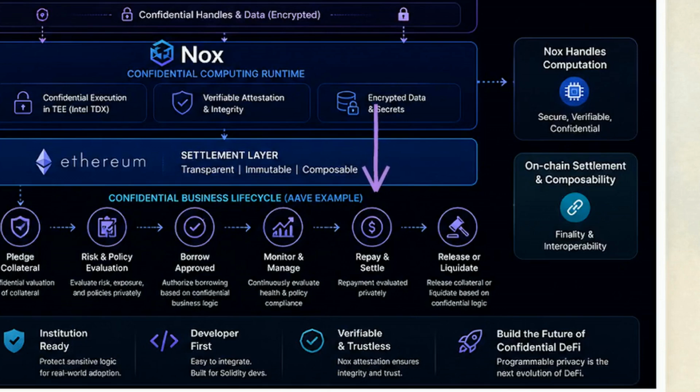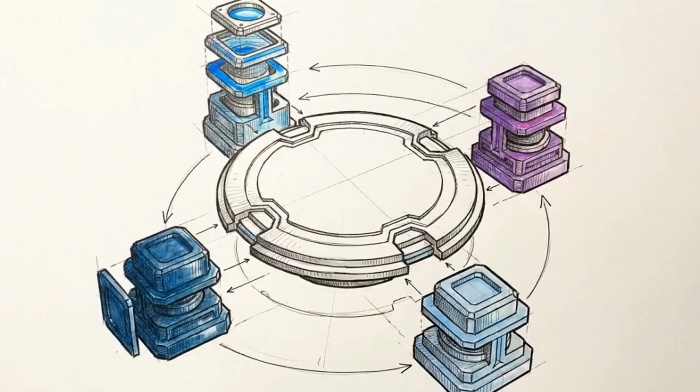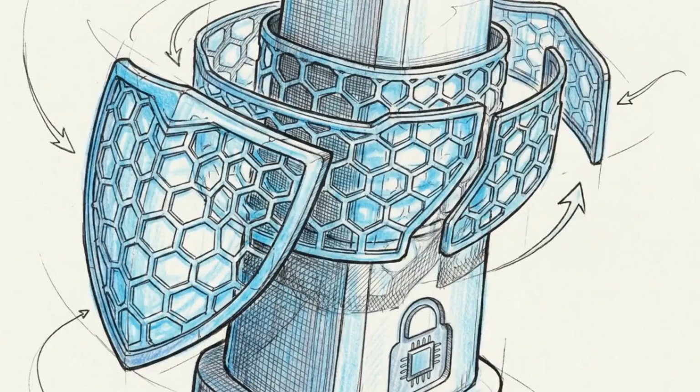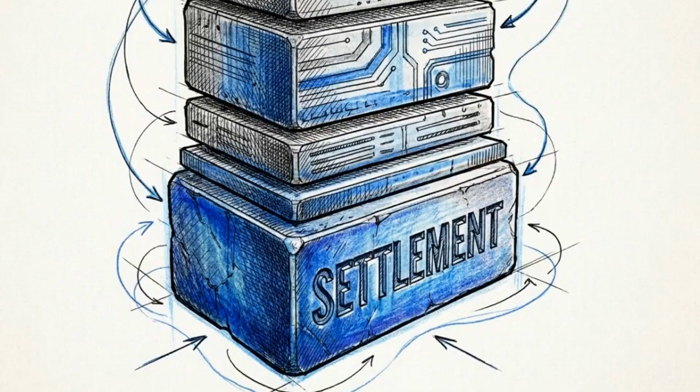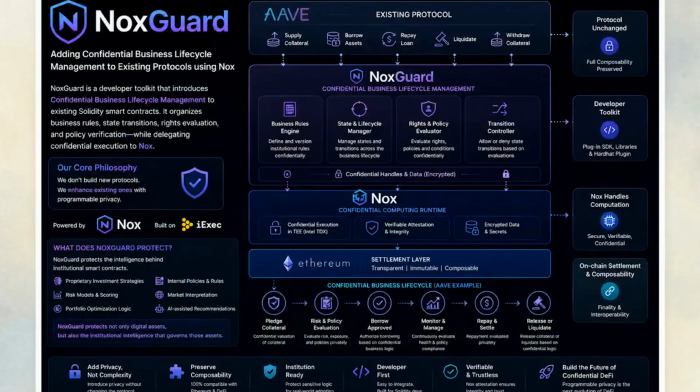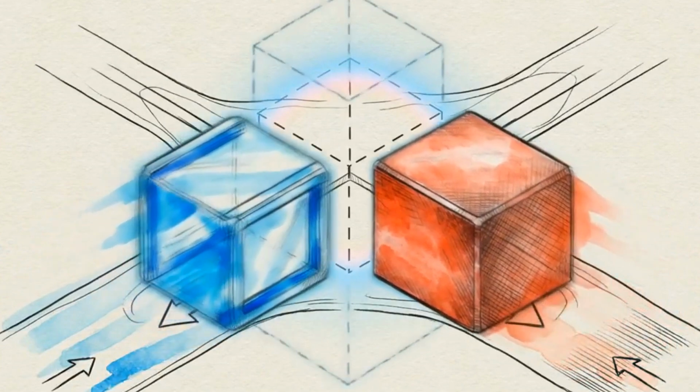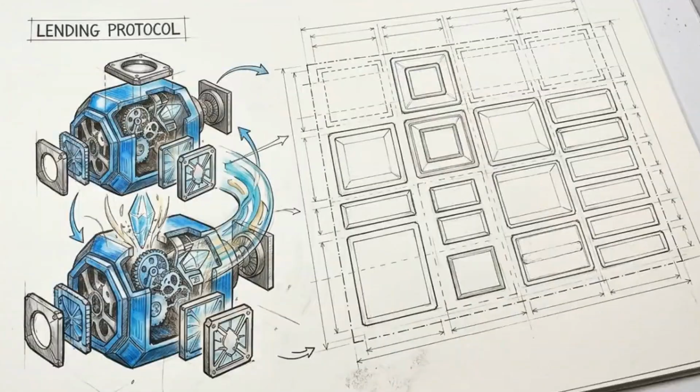When the user repays the loan, a final private evaluation confirms the debt has been settled correctly. Finally, the system releases the collateral or initiates a liquidation. This last state transition is recorded on-chain, completing the lifecycle. The system works through a clear division of responsibility. Aave handles the lending, NoxGuard organizes the lifecycle, Nox executes the private logic, and Ethereum records the result. This architecture transforms programmable privacy from a theoretical concept into a functional tool for Solidity developers. It removes the choice between public security and operational confidentiality, allowing both to exist within the same application.